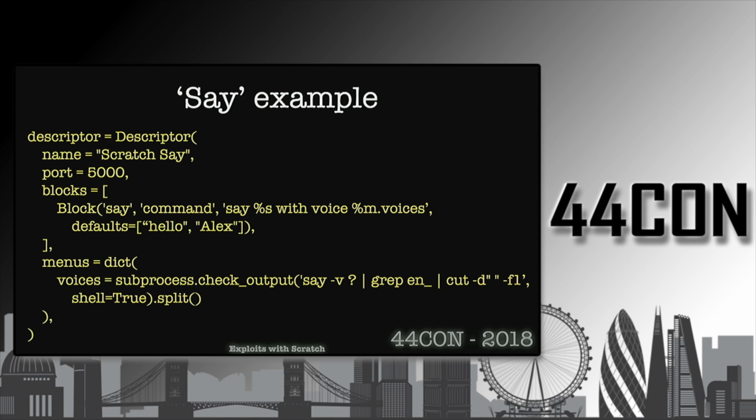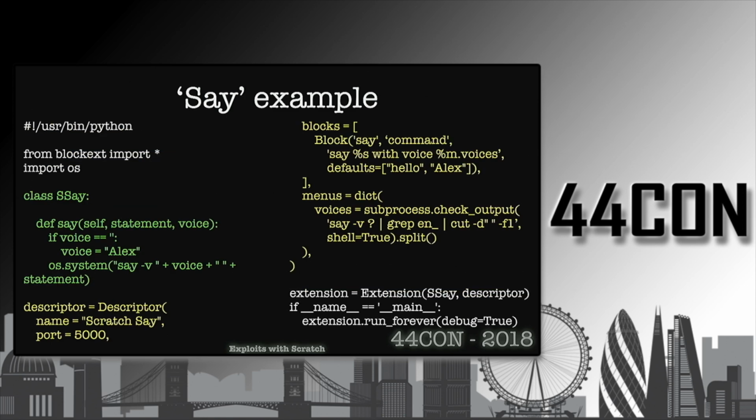So basically, in the block description, you can have %s, where a user could provide a string, %n, where they could provide a number, and %m dot the name of a menu, where you can provide the details for a drop-down menu. So you can constrain what they can put in that particular one. And you also provide the menus as a dictionary, and that creates a little bit of script, basically greps up all of the English voices that say can use and sticks them into a list, which is then used.